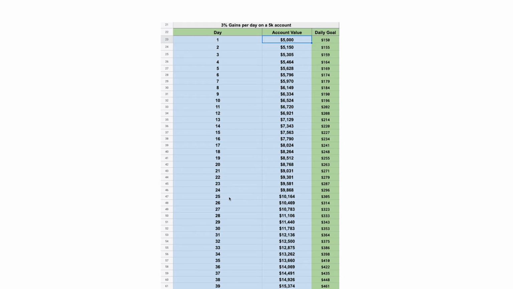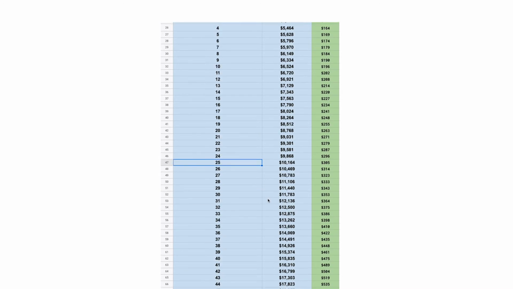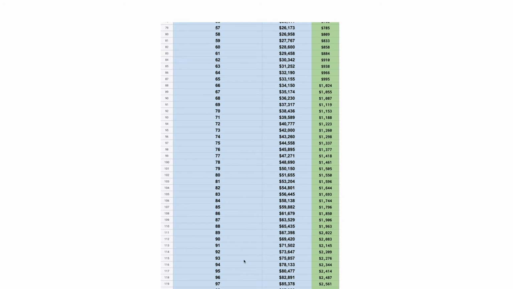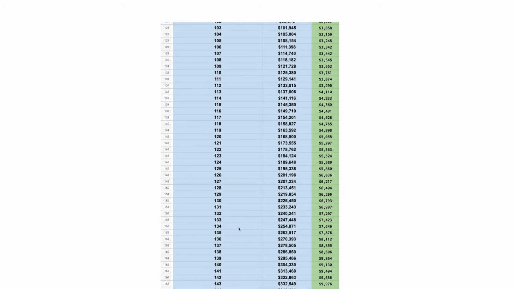It takes 25 days to get your account to $10,000. Still targeting 3% per day. At 50 days, you're at $21,000. At 100 days, $93,000. 150 days, you're at $408,000.